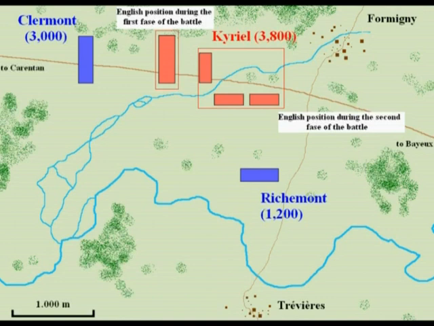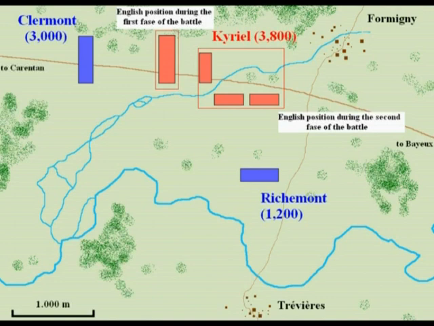So at this point the French command was pretty much undecided on what to do, because the wiser and older commanders were advising to refrain from attacking, because they had probably recognized at this point that the English position was pretty solid.